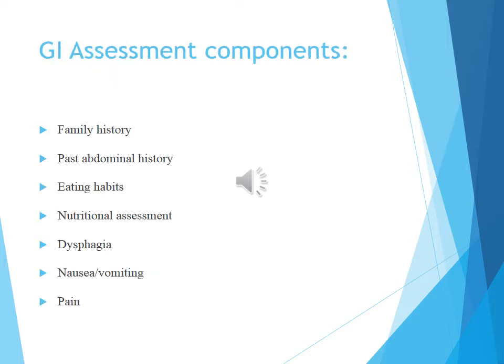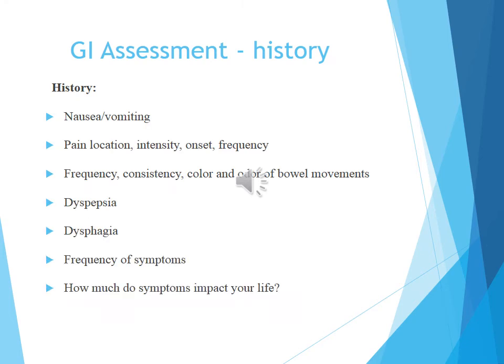You want to look for different things in your assessments: family history, past abdominal history, eating habits, nutritional assessment, dysphagia, nausea, vomiting, and pain. You also want to look at their history of nausea, vomiting, pain, location, intensity, onset, frequency. You want to look at the frequency, consistency, the color of the stool, the odor of the bowels. You want to look at dyspepsia, dysphagia, frequency of symptoms, how much do these symptoms affect your life.